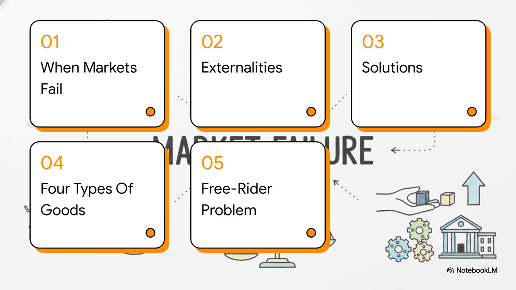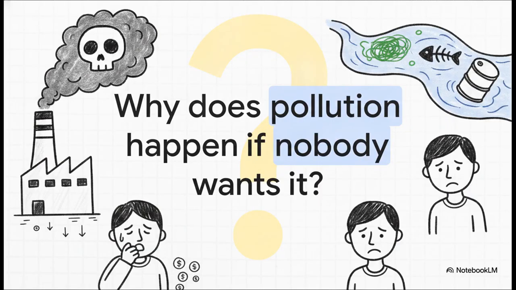Here's our roadmap for today. We are going to look at when markets fail, understand externalities, explore some solutions, break down the four types of goods, and finally, tackle the free rider problem. Let's get to it. But before we get deep into the economic weeds, I want you to think about something.